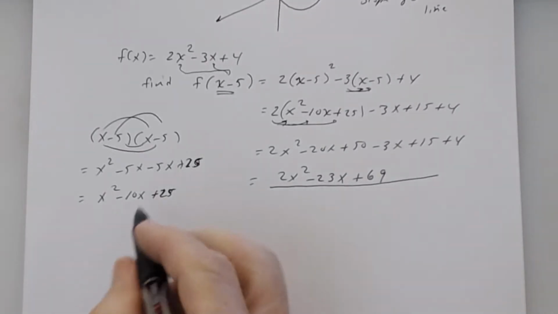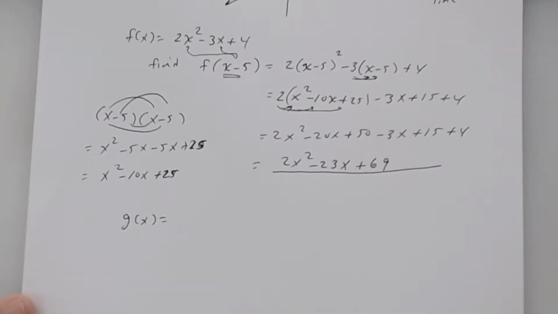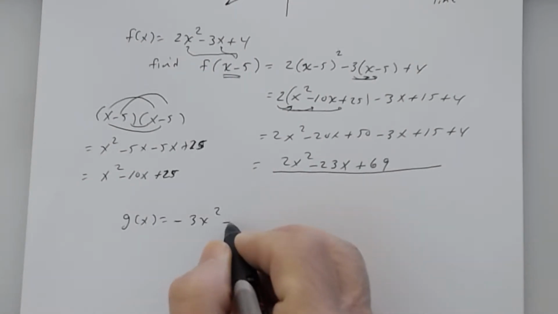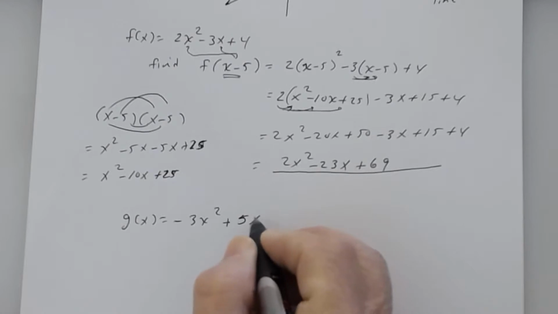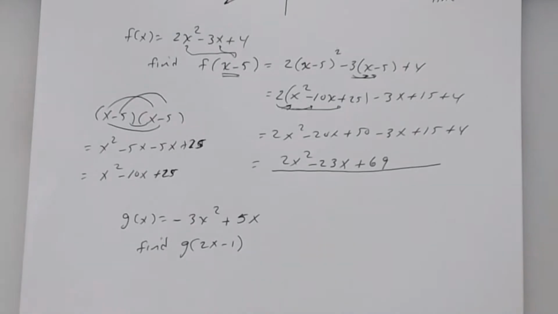All right, let's do one more. Suppose that g of x is negative 3x squared plus 5x. And let's say you want to find g of 2x minus 1.